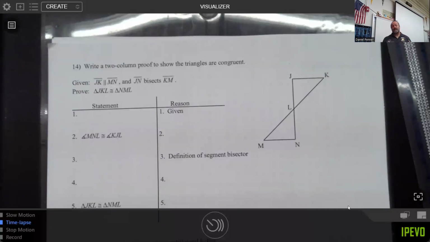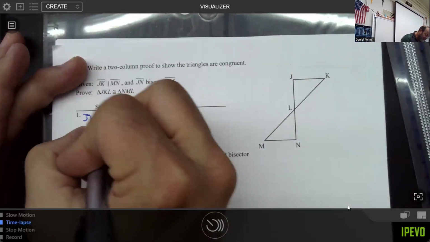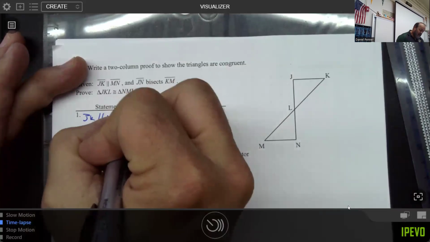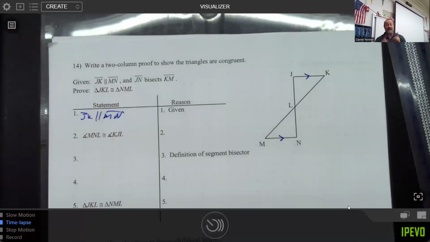Here we go. Now, the big bad proof, this is what everybody always gets worried about. So keep in mind, the first step to every proof is understanding all the givens. So it says that JK here is parallel to MN. Now, please understand that it said they are parallel. It does not say they are congruent.